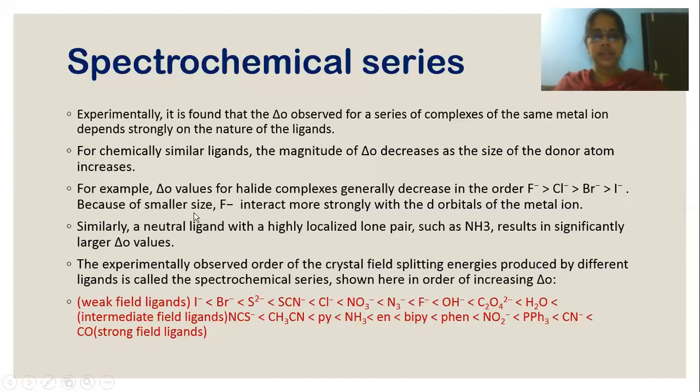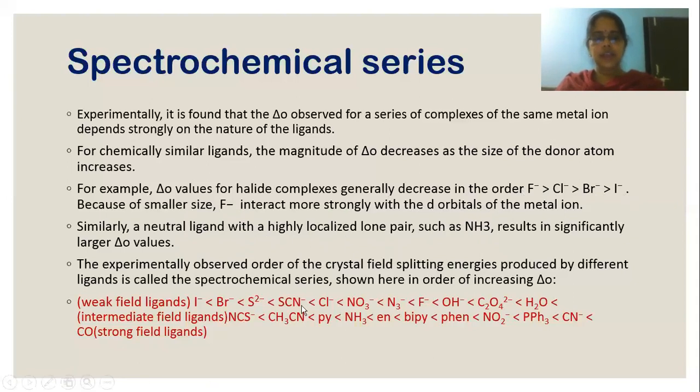Similarly, for neutral ligands, that means ligands that do not carry any charge, if the lone pair present on the neutral ligand is highly localized on one particular atom, then such a ligand results in higher CFSE values. One example is ammonia, where the lone pair of electrons is highly localized on the nitrogen atom. So ammonia results in higher CFSE values. These are some examples of how ligands affect the crystal field splitting values of different complexes.